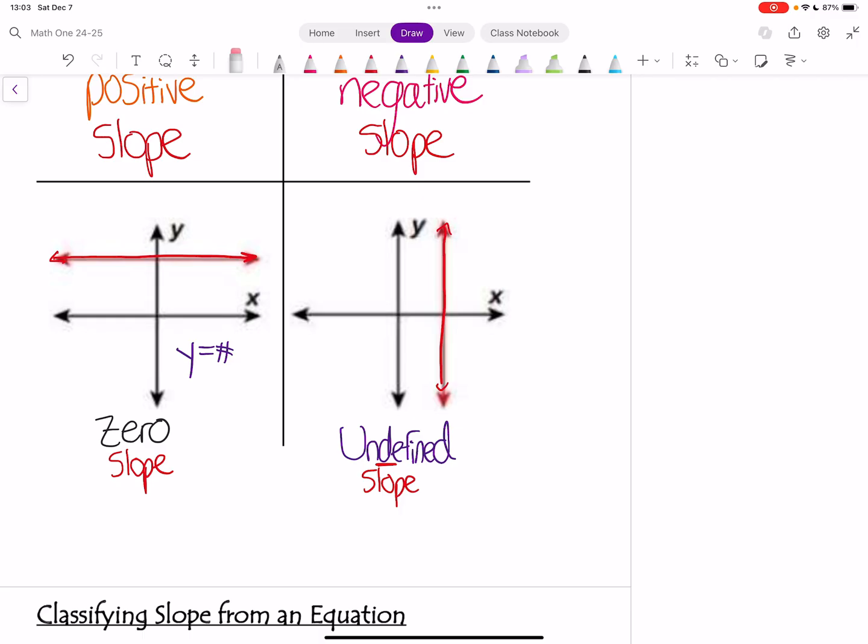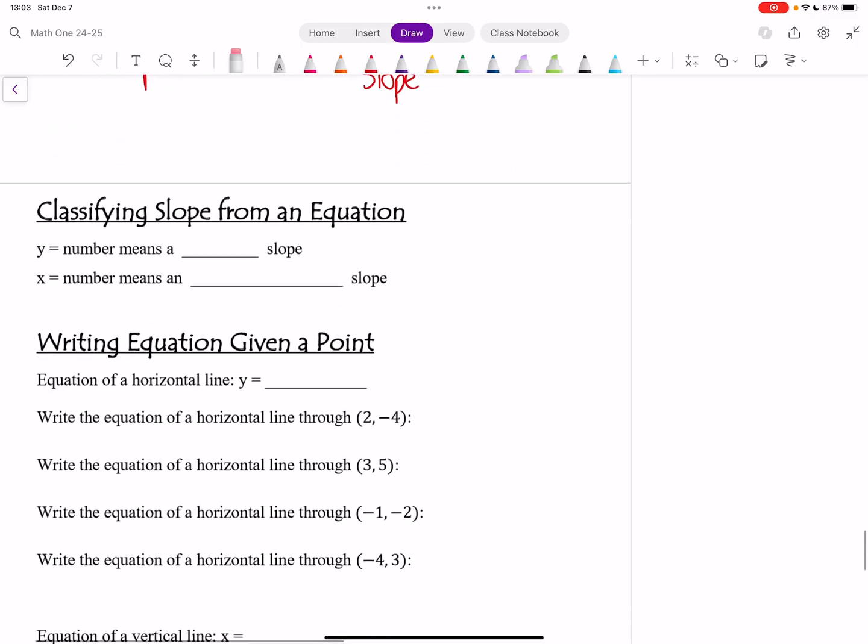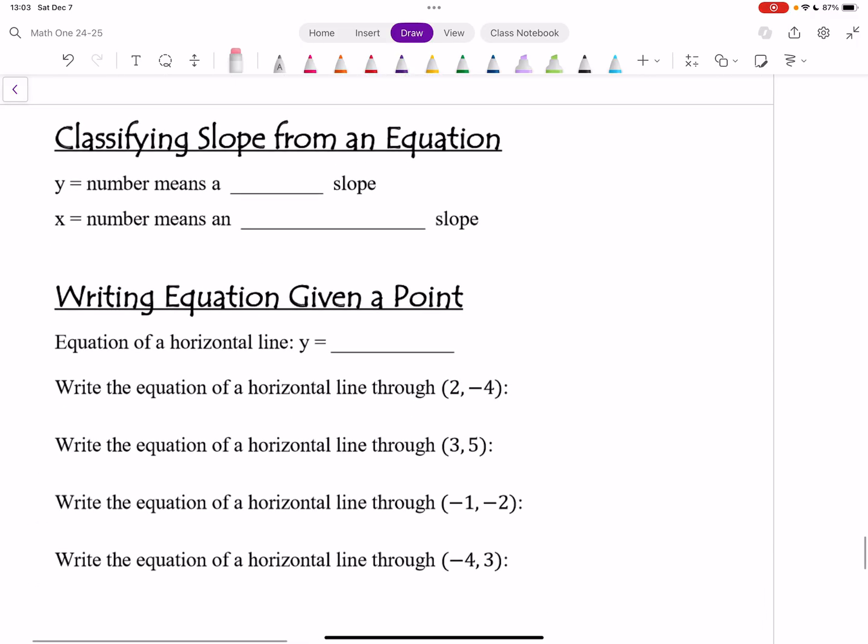Let's take a look at how we actually write these equations. If you have y equals a number, that means you are looking at a line with a 0 slope. If you see an equation that says x equals a number, that means you are looking at a line with an undefined slope. An example of each could be as follows. x equals 3. How about y equals 3? And an example of a line with an undefined slope would maybe be x equals negative 4.